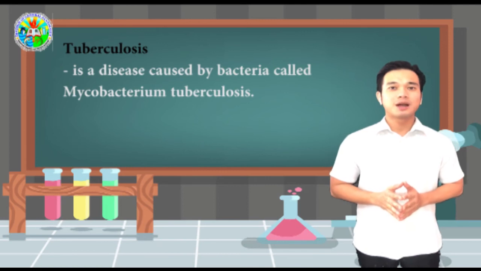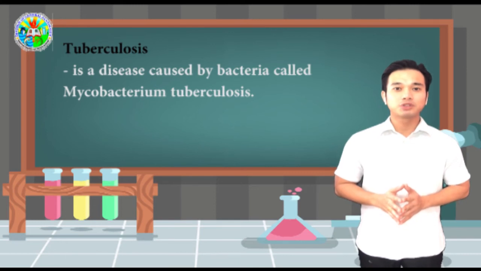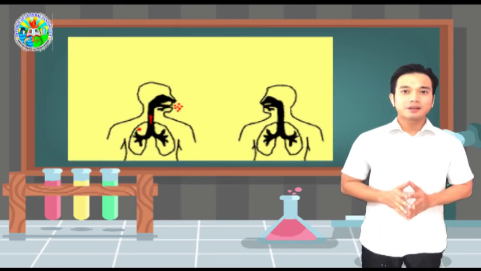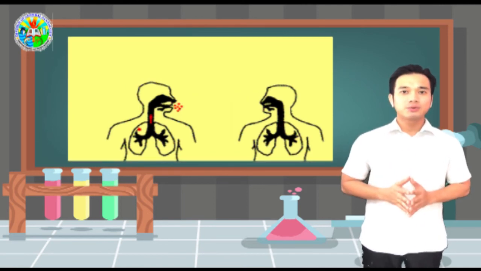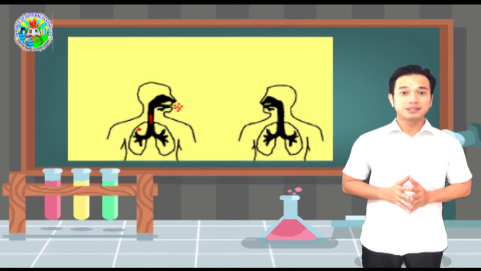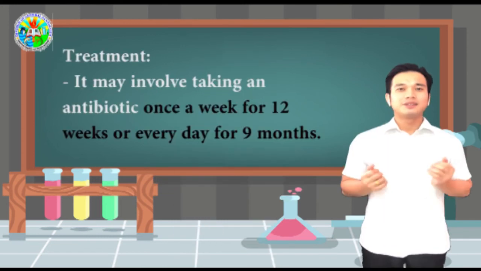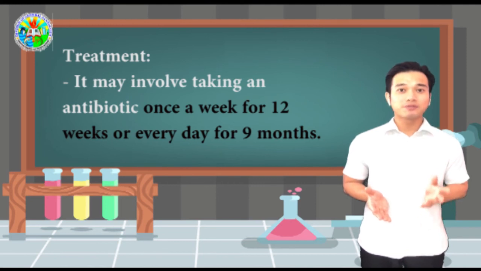Lastly, tuberculosis. Tuberculosis is a disease caused by the bacteria called Mycobacterium tuberculosis. The bacteria that cause tuberculosis are spread from one person to another through tiny droplets released into the air via coughs and sneezes. With early detection and appropriate antibiotics, TB is treatable. Treatment for TB can vary. It may involve taking an antibiotic once a week for 12 weeks or every day for 9 months.